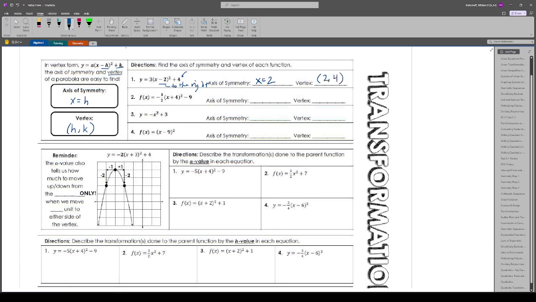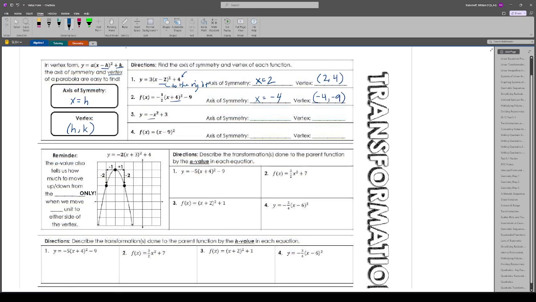For this one, our axis of symmetry is the opposite of this, so x equals negative 4, and our vertex is at negative 4 comma negative 9, where our maximum value is negative 9. So try these two if you haven't already, and then I can go through it after you unpause.